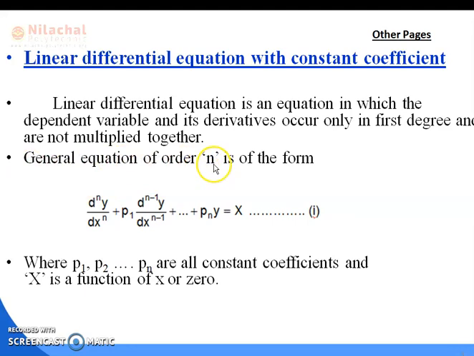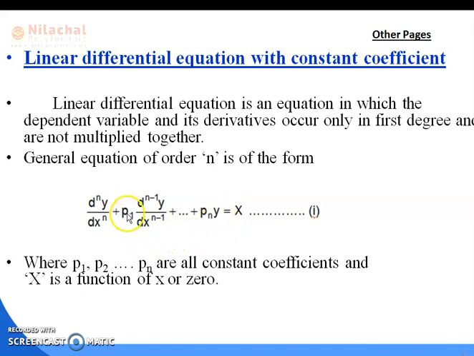If the order is n, the equation is of the form d^n y by dx^n plus p1 d^(n-1) y by dx^(n-1) plus dot dot dot up to pn y equals capital X. This is mentioned as equation 1. Here you can see there is the nth order derivative, then the (n minus 1)th order derivative. Plus dot dot dot means the order is decreasing, up to the last, where only y will be there.